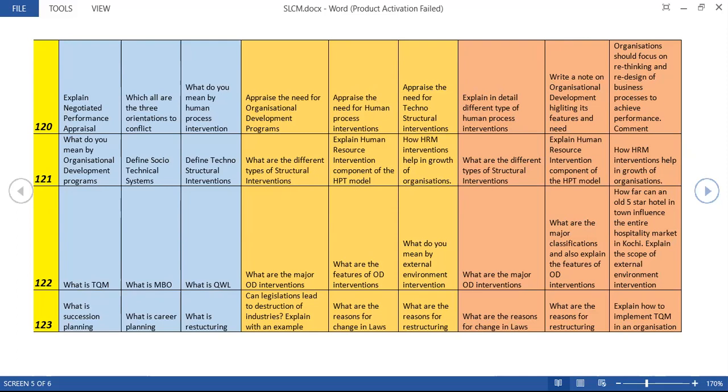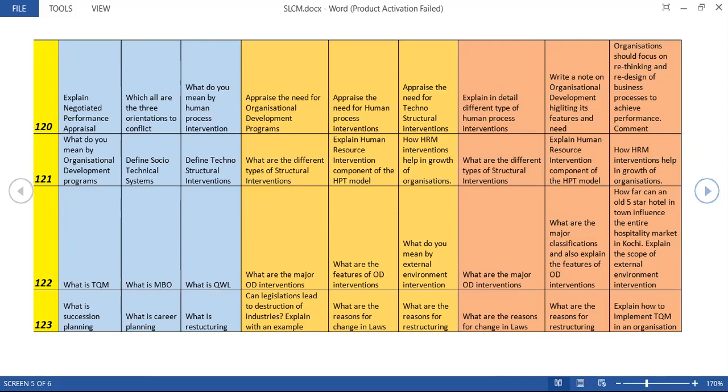So that was succession planning, where they keep developing people. Career planning is concerned with individuals, as to where I should be after this many years, etc. Then restructuring is revamping the organization. Then legislations can sometimes lead to destruction of industries.